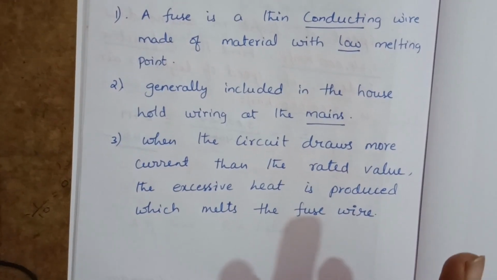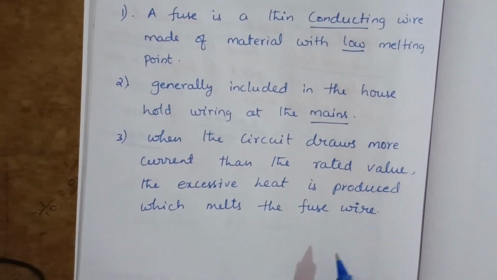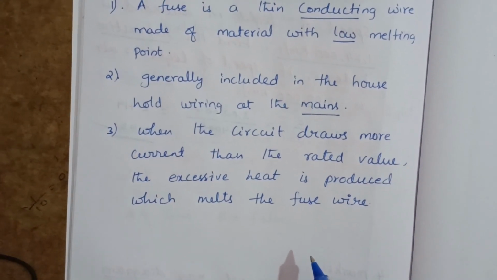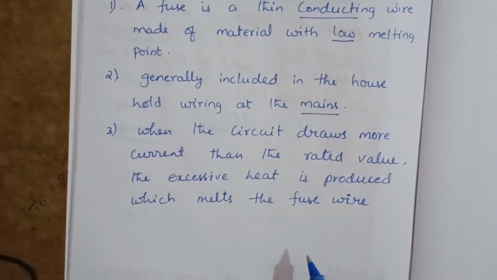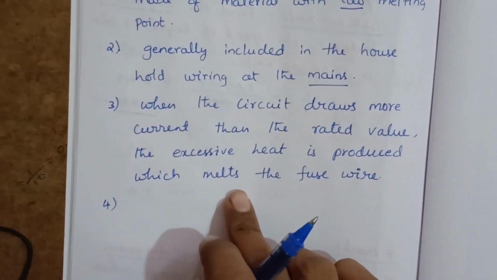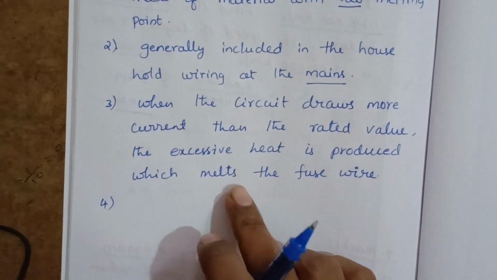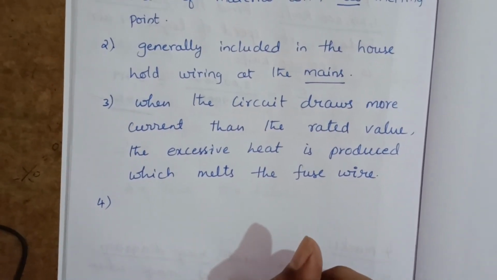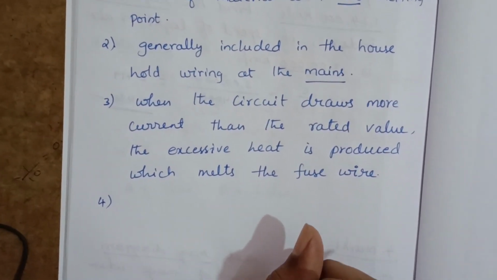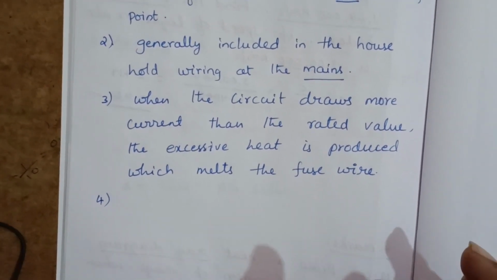heat will be produced. That heat will melt the fuse wire. Then the fuse is melted. Due to the melting, the circuit is broken, and it prevents damage to electrical appliances.